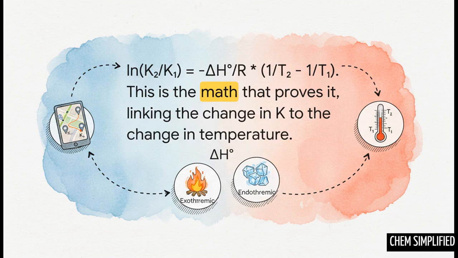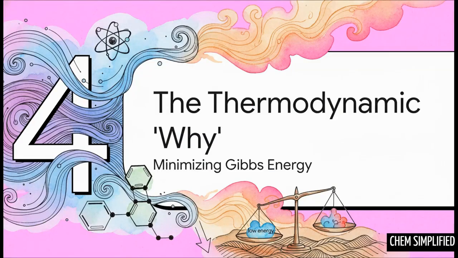Now don't panic, you don't need to memorize it for most things, but you have to understand what it's telling us. It directly connects the change in K to the change in temperature T, and it all depends on the reaction's enthalpy, delta H. This is the math that proves our simple heat-as-a-product rule of thumb is actually correct. Okay, so we've covered the what and the how. Now for section 4, the deep thermodynamic why.